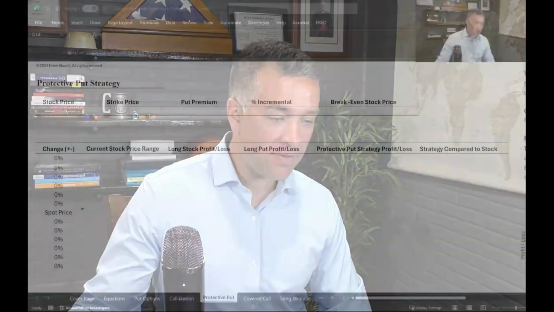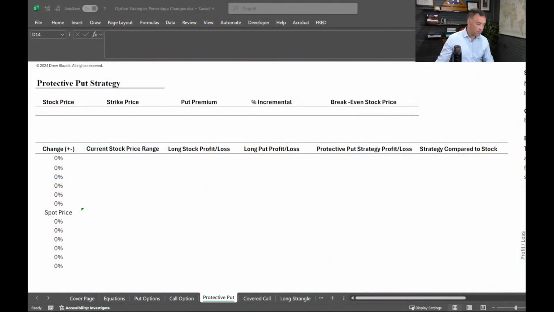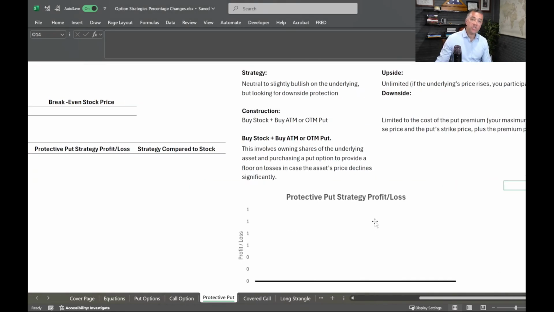What is a protective put? So if you pull up the protective put and you scroll to the right, we can look at the strategy. We want downside protection. We're kind of bullish on this, but that's the strategy. And what is the construction of it? Well, what we did before was just a put contract. We're going to buy a put contract again, and then we're going to buy the stock. So we want to buy the stock and the put, and it should protect us if the stock goes down.